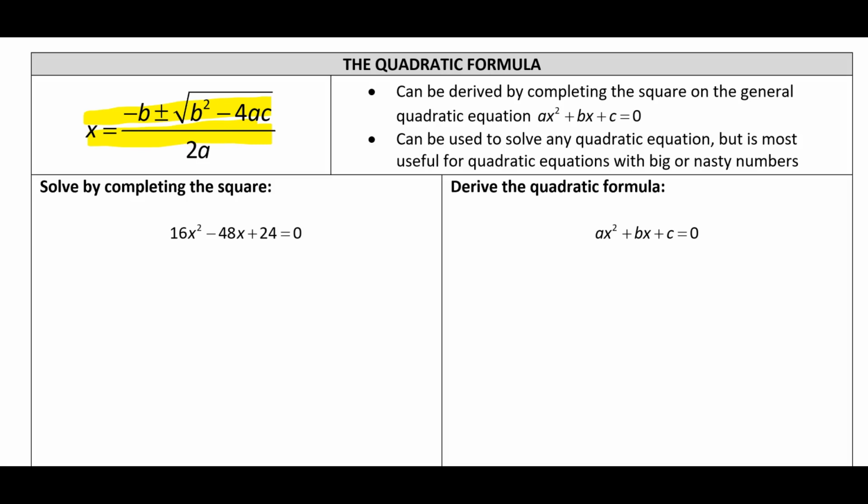Now this formula isn't just some magic formula that we came up with. It actually comes from completing the square. So we're going to actually derive the quadratic formula, and derive just means show where it comes from. One great thing about the quadratic formula is that it's going to work all the time, just like completing the square does. But it's a little more useful when we're working with big numbers or super nasty numbers like decimals or fractions.